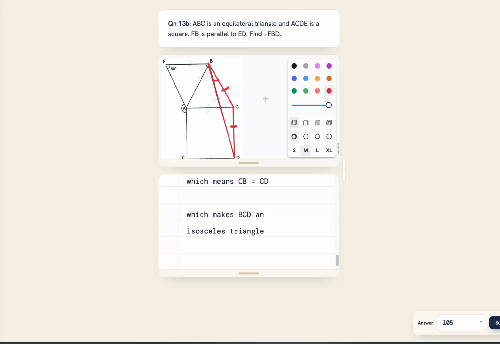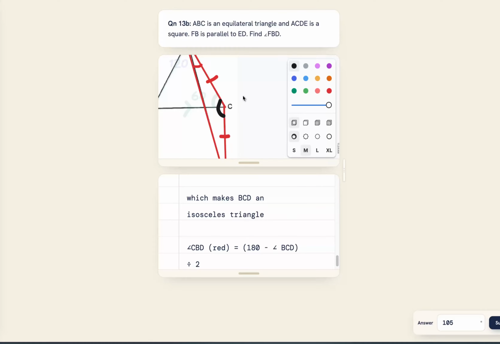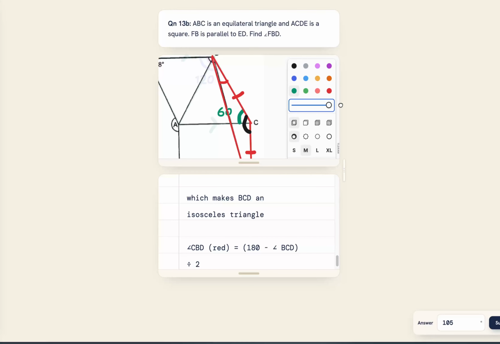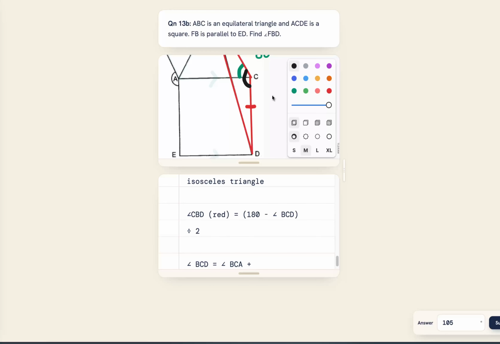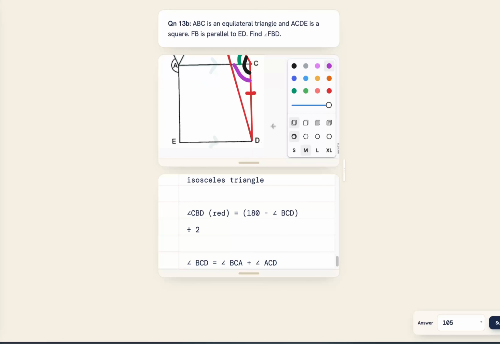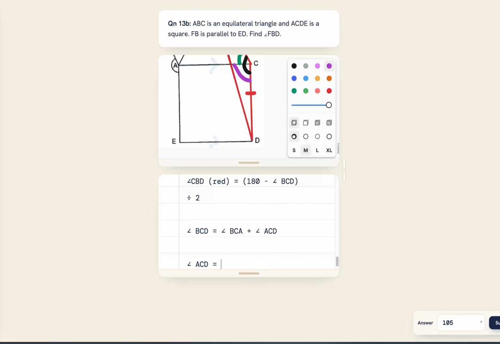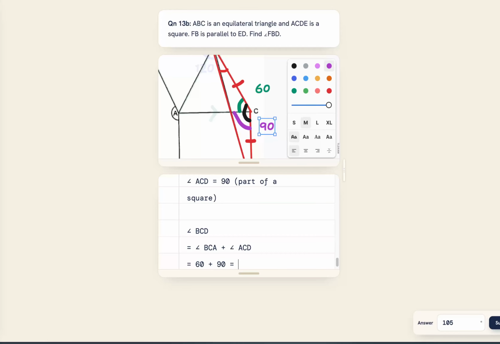And we know that from earlier. So, to find angle CBD, it is equal to 180 minus angle BCD, then divided by 2. BCD over here, let me just highlight it, is in black. So how do we get angle BCD? Angle BCD is basically BCA plus this other angle, which is ACD. Since we know BCA is 60, what about ACD? Angle ACD is equal to 90 because it's part of a square. Therefore, BCD is equal to 60 plus 90, and this is 150.